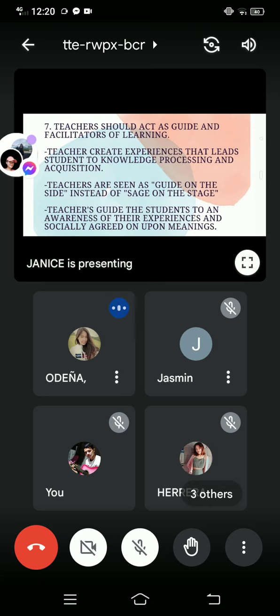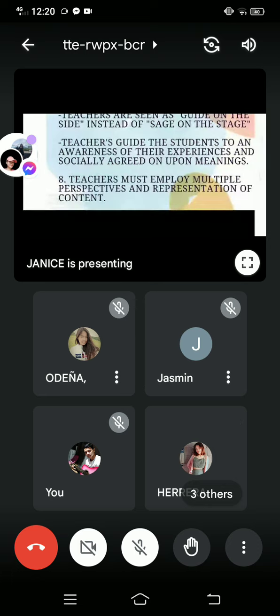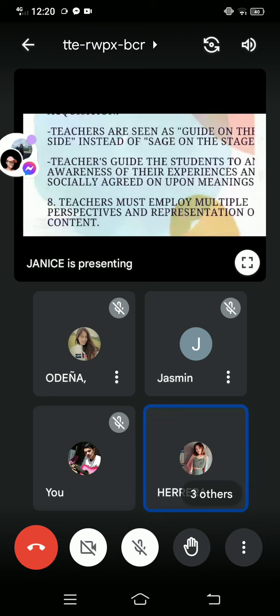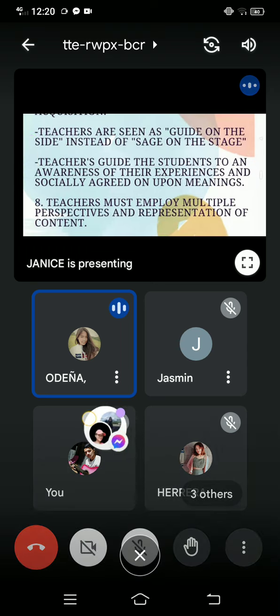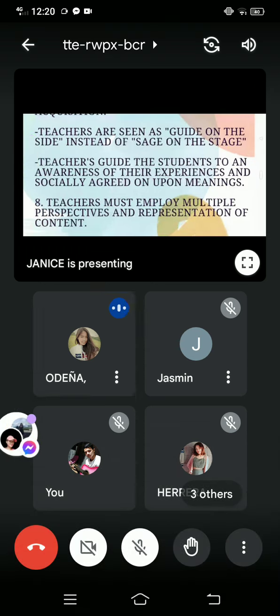So, number 8 po. Teachers must employ multiple perspectives and representation of content. So, ibig sabihin, dapat malawak ang pananaw ni teacher or marami siyang idea kung paano ituro yung social studies curriculum sa kanyang student to make it more interesting. Kasi pag minsan, pag sabi nating social studies, we find it boring pag minsan.